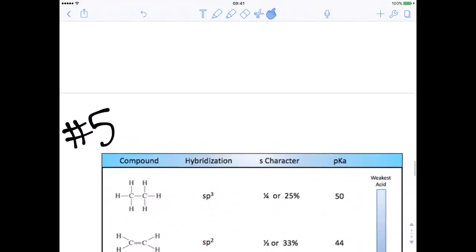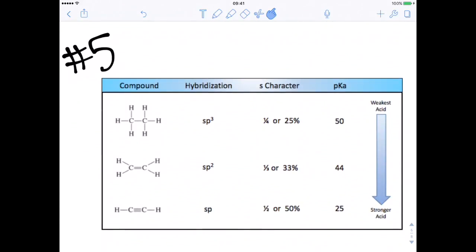The fifth and final rule is hybridization. Think of this rule as the more s character, the more acidic it is. What I mean by this is that when looking at the atom's hybridization, you can predict its level of acidity in comparison to those around it. This can be seen with a few examples to strengthen your understanding, as we see in the chart.